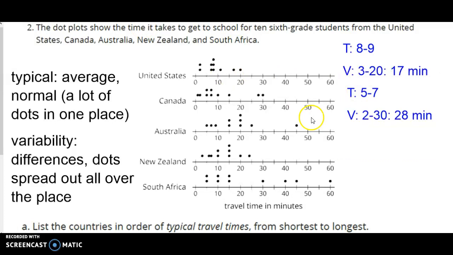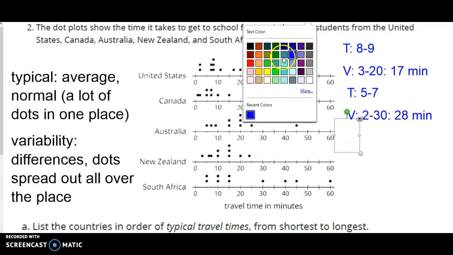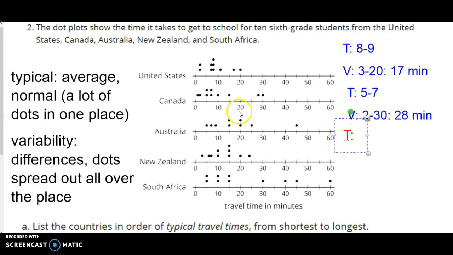All right, I'm going to go ahead and go over this. Start with Australia. I'm going to change my color just so you see the difference here. Okay, so Australia, typical. Where are there a lot of dots? There's definitely a lot of dots concentrated right by 15 and 20. So we could maybe say here anything in the range of 17 to 20 I would take.